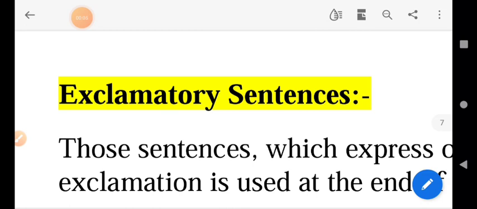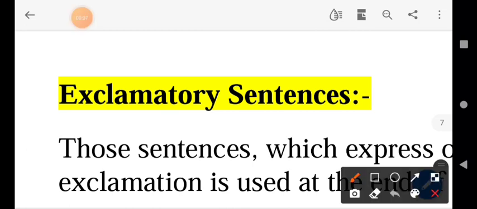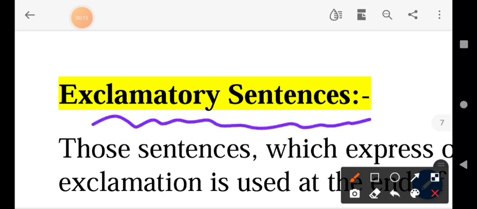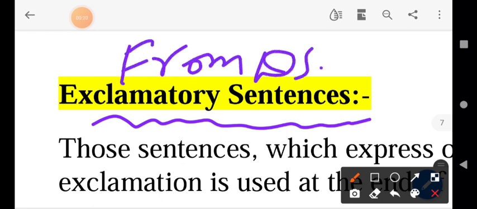In today's session, the important topic is exclamatory sentences from direct speech to indirect speech.